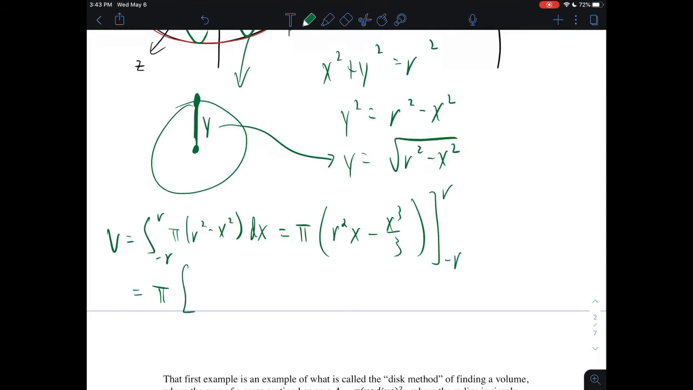So plugging in r first, I would get r squared times r, that's r cubed, minus r cubed over 3, minus, and then in parentheses, plugging in negative r: r squared times negative r is negative r cubed, and then minus negative r cubed, that would turn into plus r cubed over 3.